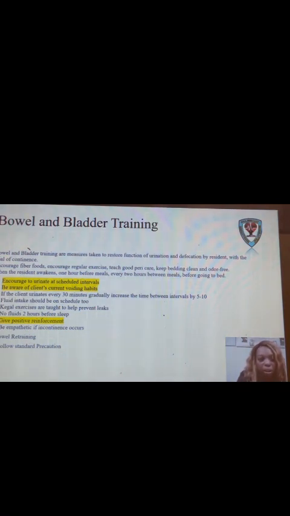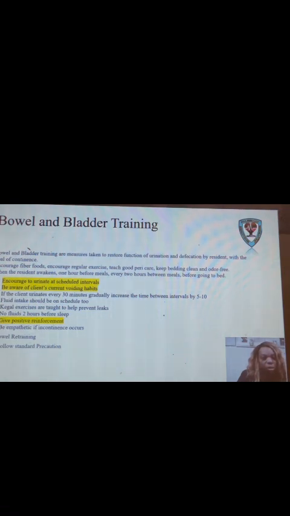So you want to encourage them to urinate at scheduled intervals. You want to be aware of the client's current voiding habits. If you notice that the client is urinating every 30 minutes, the goal is to gradually increase the time between the intervals by 5 to 10 minutes. If you have the resident on a schedule in order to help bladder train them, then their fluid intake should also be on a schedule. Kegel exercises are taught to help prevent leaks.